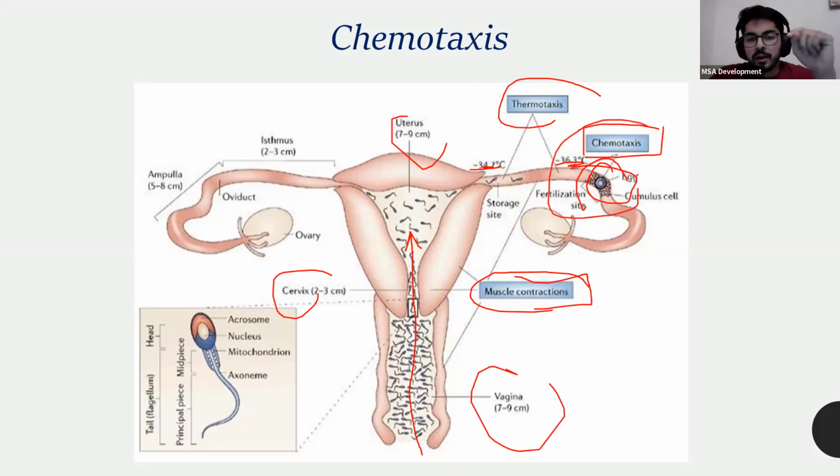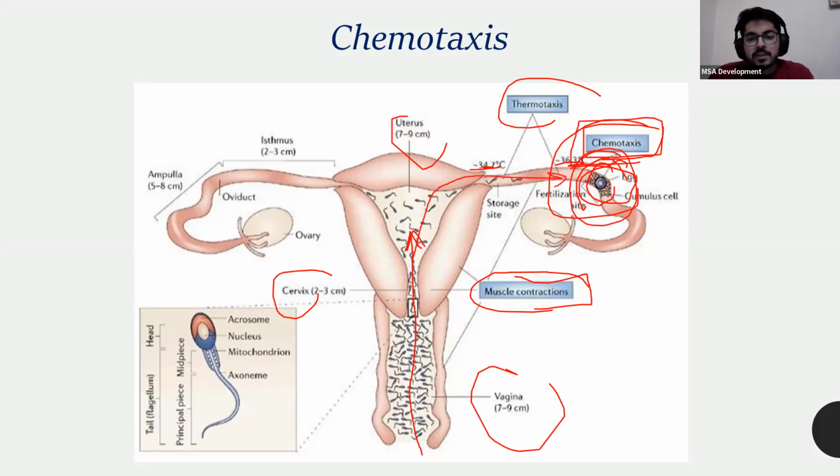But the most helpful way for the sperms to reach the egg is actually chemotaxis. Chemotaxis basically means that the sperms are going to detect some hormones released by the eggs, such as progesterone, and other hormones that you don't need to worry about. But for now, sperms are going to detect this increase in progesterone in this area, and it's going to go there.